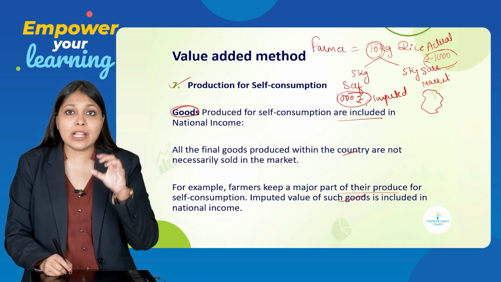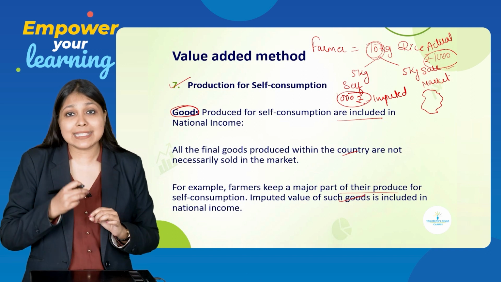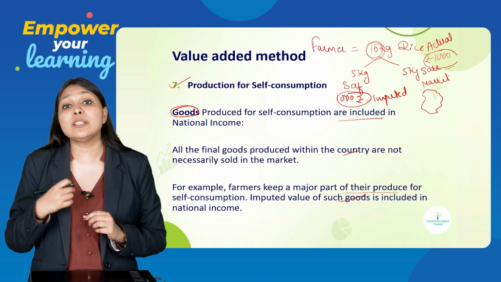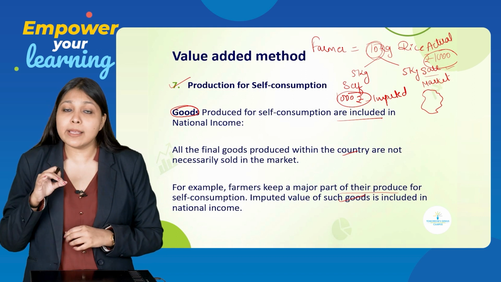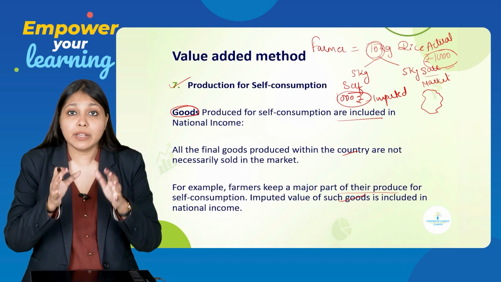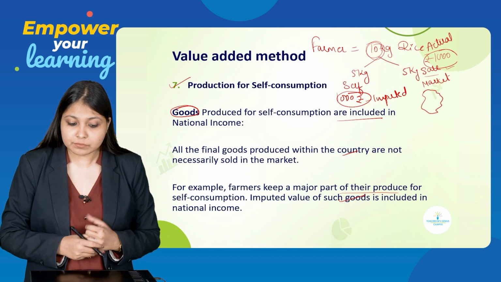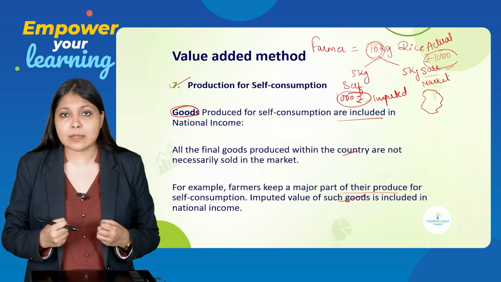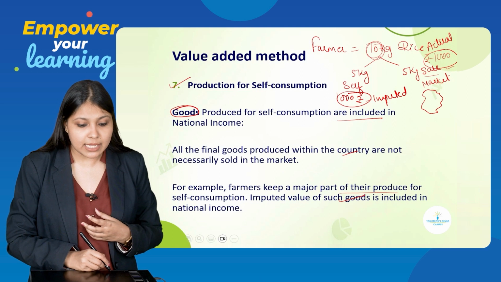We are finding out the market price of the imputed value by estimating it or comparing it with the product which has already been sold in the market. This 5 kgs has already been sold in the market. On the basis of that, we are going to consider the value of the 5 kgs which the farmer has used for self-consumption. So any goods which are kept for self-consumption, we will find out their imputed value and include it in national income.